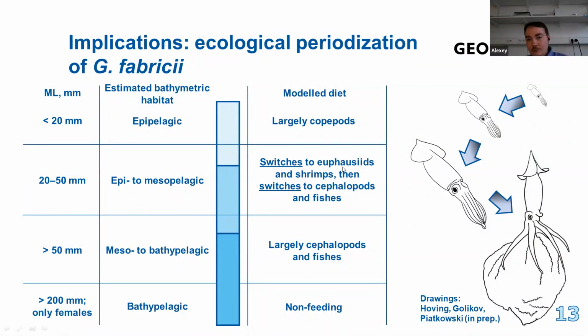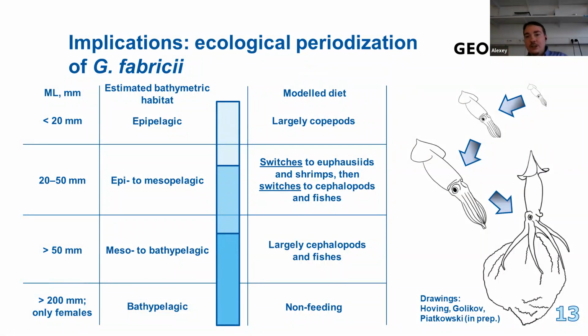So at first, they switch within crustaceans from copepods to euphausiids and shrimps, and then they switch in a more global sense from crustaceans to fish and cephalopods. And after 50 millimeters size, they already live in meso and bathypelagic layers and largely prey on cephalopods and fishes. So the trophic level continued to increase and they continue to go deeper and deeper, but largely they already reach their adult diet proportions over 50 millimeter size.